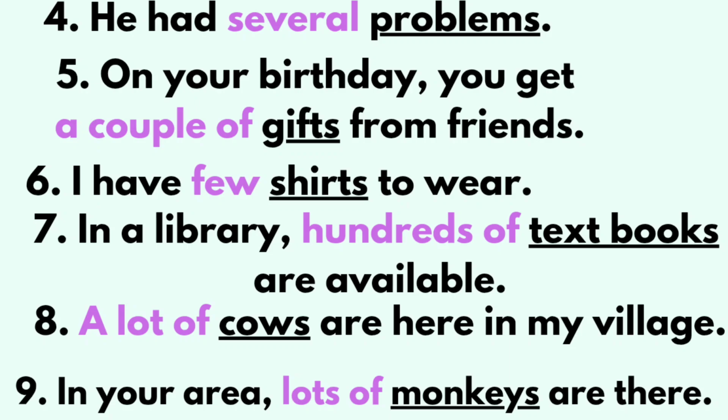In your area, lots of monkeys are there. How many monkeys? Lots of monkeys. You cannot say how much monkeys or how much cows. That is a wrong usage. We have to use the question word how many to identify countable nouns. Lots of is a quantifier used before a plural countable noun. Lots of monkeys are there. I hope this is clear, right? We'll see some more examples, okay? The more examples you discuss, the more easily you understand the concept.